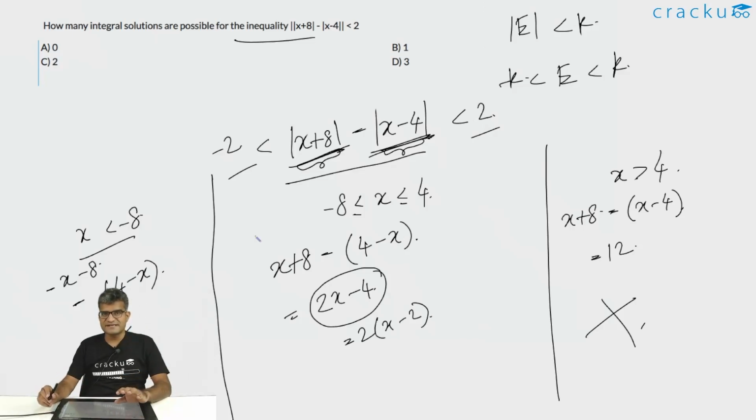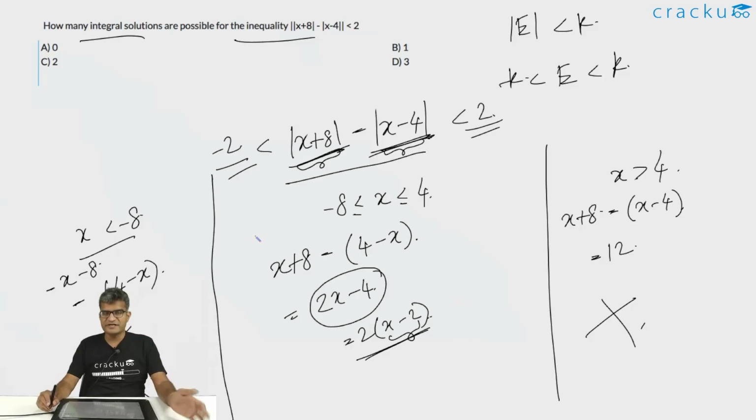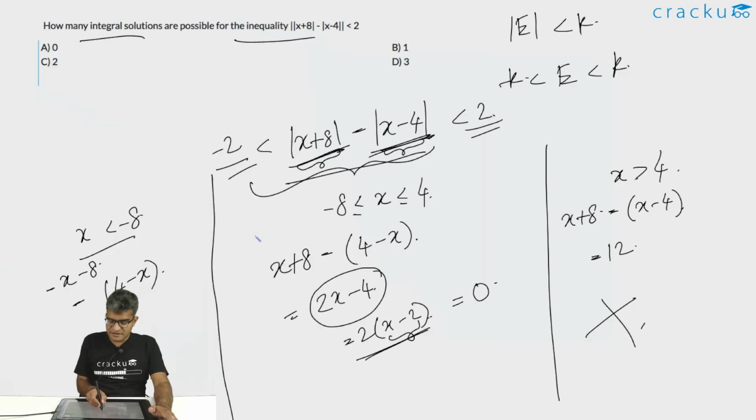We know that x is an integer. We are only looking for integral solutions. And this expression has to lie between -2 and +2. x minus 2 will be an integer. So 2 times x minus 2 will also be an integer. Now if 2 times x minus 2 is an integer, which is an even integer, which lies between -2 and +2, this has to equal 0. Because the only even integer between -2 and 2 is 0.